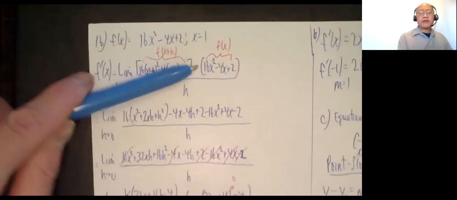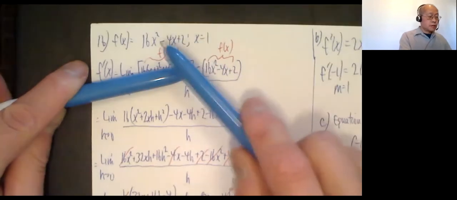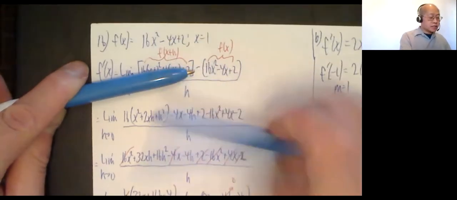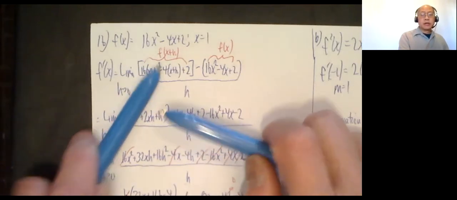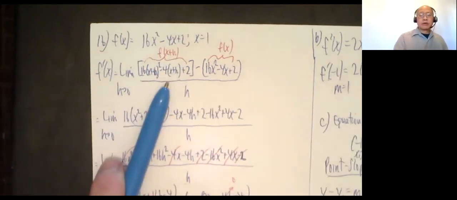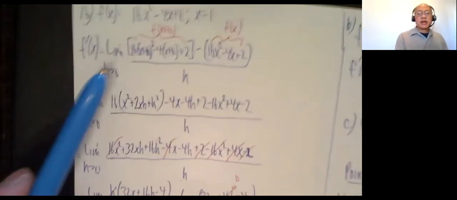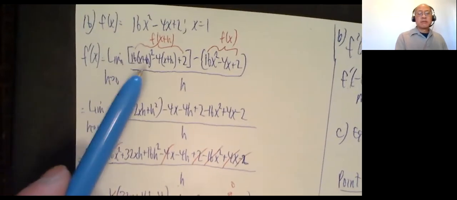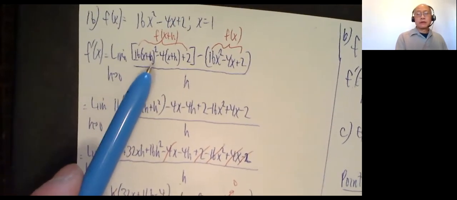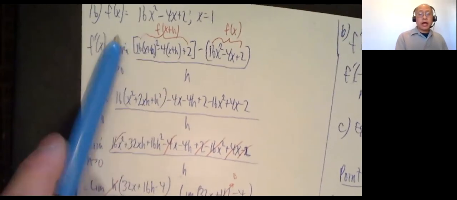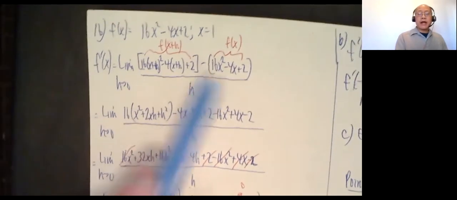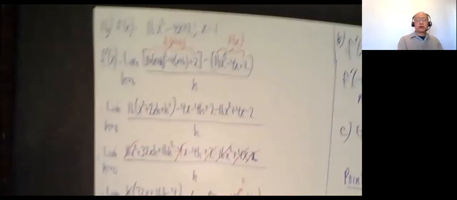All right, the hard part is f of x plus h. What you have to do is pretend you erase that x, erase x, put parentheses x plus h. Same thing here, erase x, put parentheses x plus h. So my f of x plus h is bracket 16 parentheses x plus h squared minus 4 parentheses x plus h plus 2. So everything inside the brackets there is f of x plus h. Minus in parentheses the original f of x all over h.